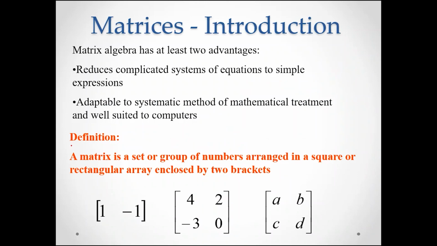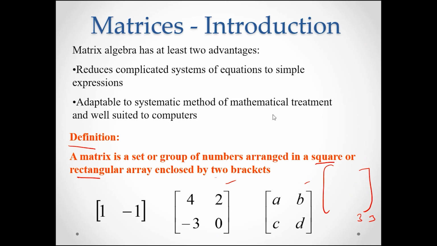Let's understand first of all what exactly a matrix is. A matrix is a set or group of numbers arranged in a square or rectangular array enclosed by two brackets. As you can see, this is rectangular, and this is a square also. We can also have 3 cross 3, that is 3 rows and 3 columns, and we can have bigger squares too. When we say a matrix, it means arranging.